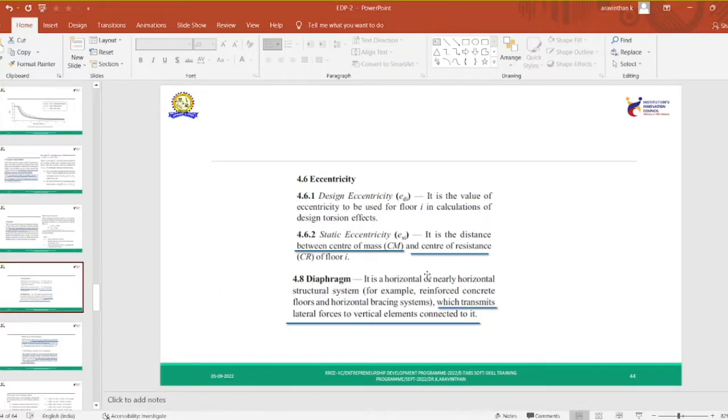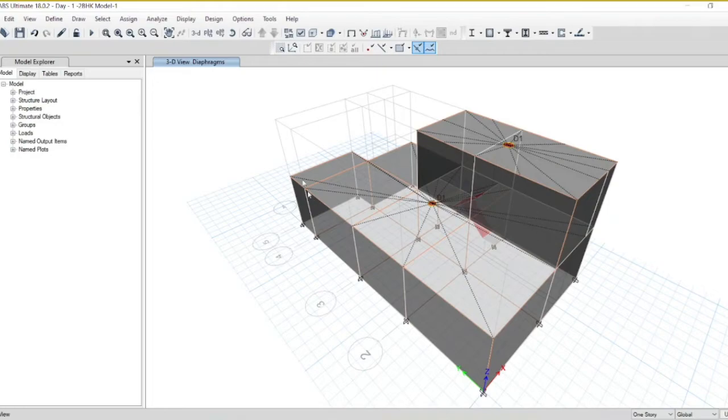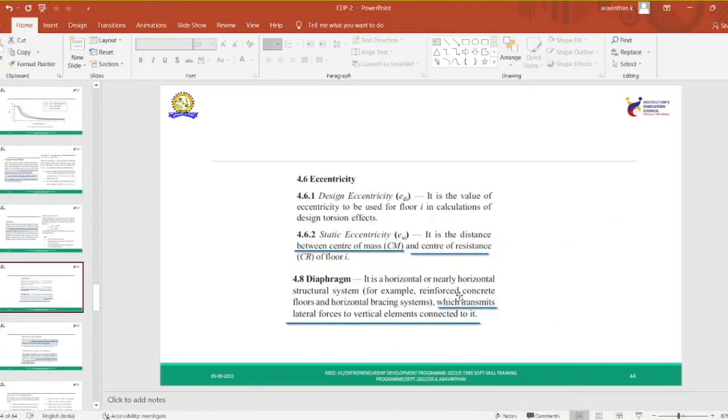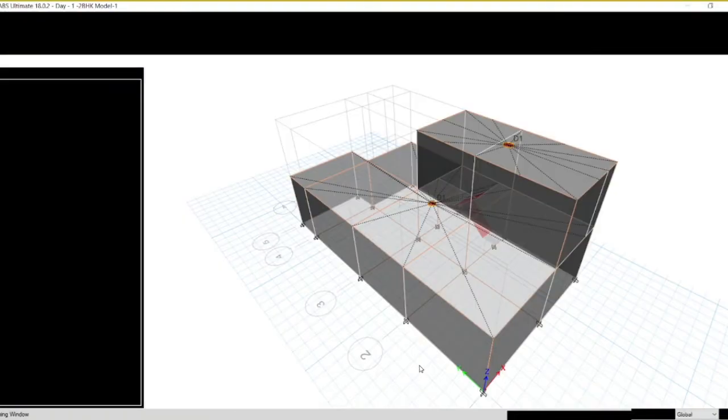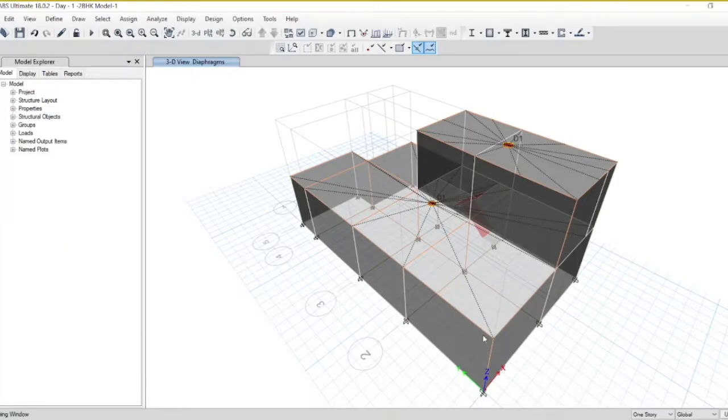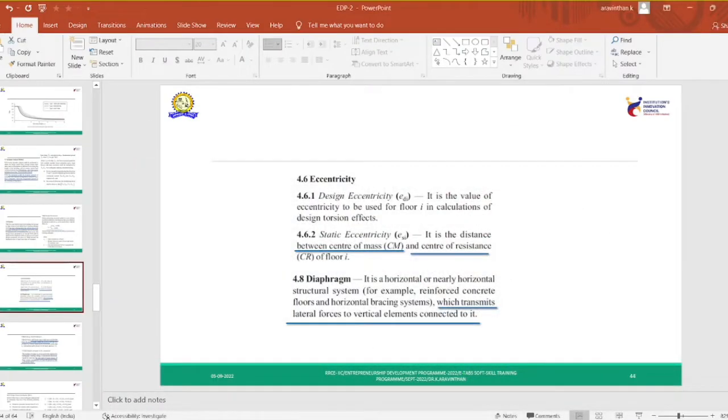Diaphragm, which transmits the lateral force to the vertical element connected to it. So in this problem, this is a diaphragm and each and every column is taken as a stiffness. The purpose of the diaphragm is to transfer the lateral force to the vertical elements connected to it. So whatever forces act on this column below will be transferred through this diaphragm to the rest of the columns. This is the purpose of making it into a singular element.